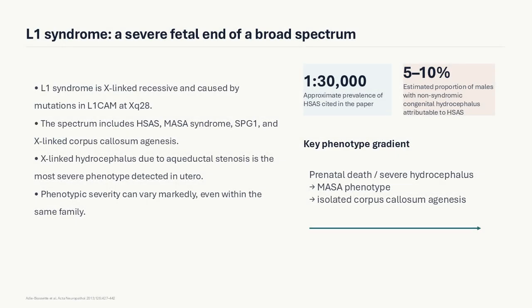L1 syndrome is an X-linked recessive disorder caused by mutations in L1 CAM at Xq28. It includes hydrocephalus due to stenosis of the aqueduct of Sylvius, abbreviated HSAS, mental retardation, aphasia, shuffling gait, and adducted thumb syndrome, abbreviated MASA, X-linked complicated hereditary spastic paraplegia type 1, abbreviated SPG1, and X-linked corpus callosum agenesis. The severe fetal presentation is only one end of that spectrum.